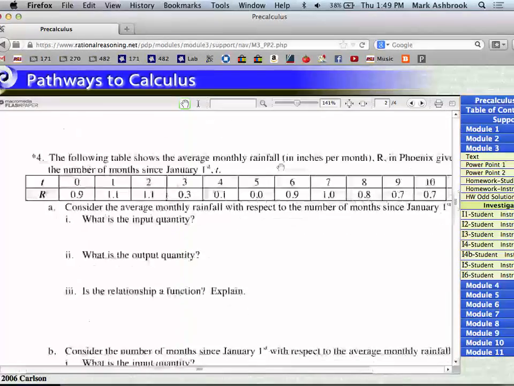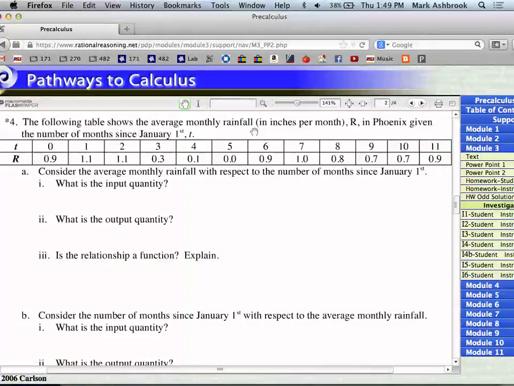All right, how about this other one? Number 4. So we've got this table. The average rainfall with respect to the number of months. What's the input? Number of months, so T is our input. Number of months equals T. Output then is R, the rainfall. Is this a function?